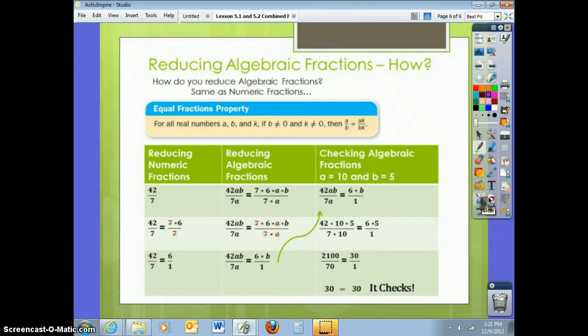All right, so 42 times 10 times 5 is 2,100. 7 times 10 is obviously 70, okay? And 2,100 over 70 reduces to 30. On the right-hand side, we had 6 times b over 1 when we were done reducing it. And if we put 5 in for b on the right side as well, we get 6 times 5 over 1, which is obviously 30 over 1. So it ends up being, yes, 30 equals 30. And that's how you reduce algebraic fractions.